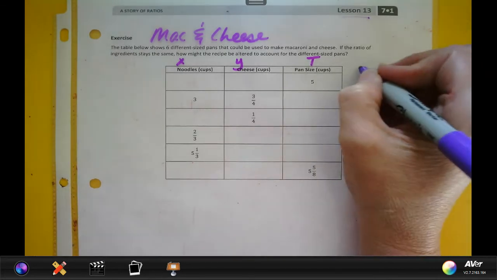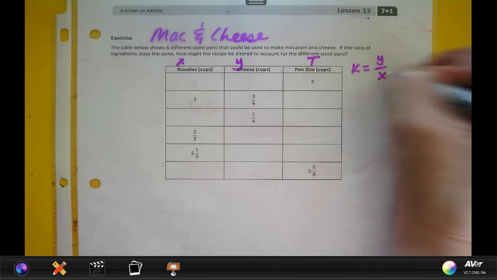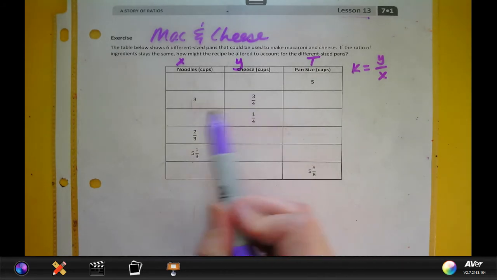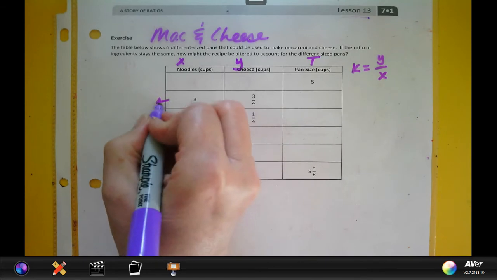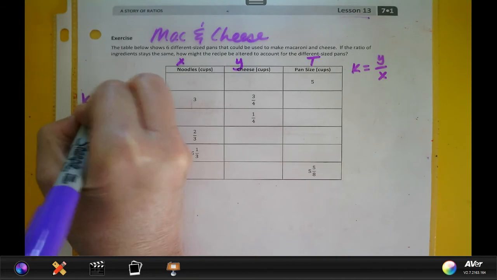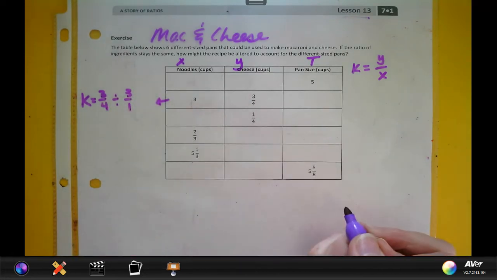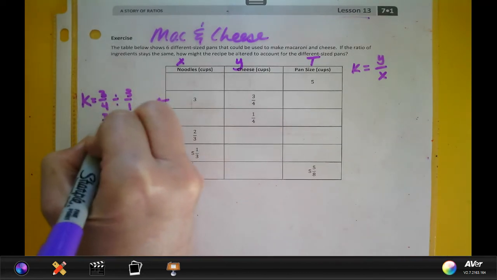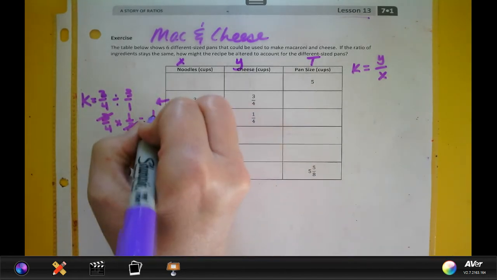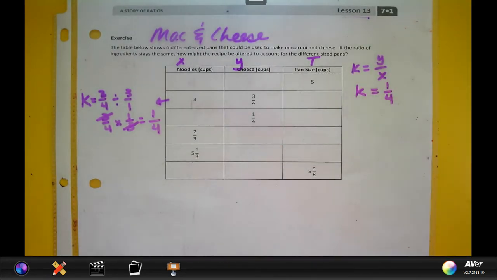So the first thing we need to review is that to find the constant, we do Y divided by X. So I'm going to look at this table and find where I have both Y and X. I have it right here. So I am going to use these to find K. K is 3/4 divided by 3. And I need to rewrite that division as 3/4 times 1/3. The 3's cancel out, and I get 1/4. So I know that K equals 1/4.